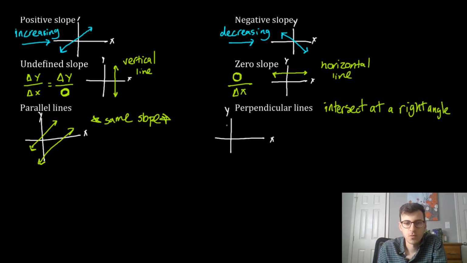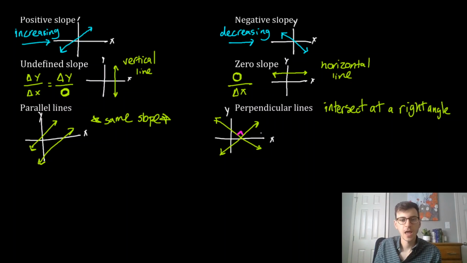Perpendicular lines. If I were to give you a line, I think right here, a perpendicular line would come across and intersect at a right angle, just like that. Okay, so that's a perpendicular line.